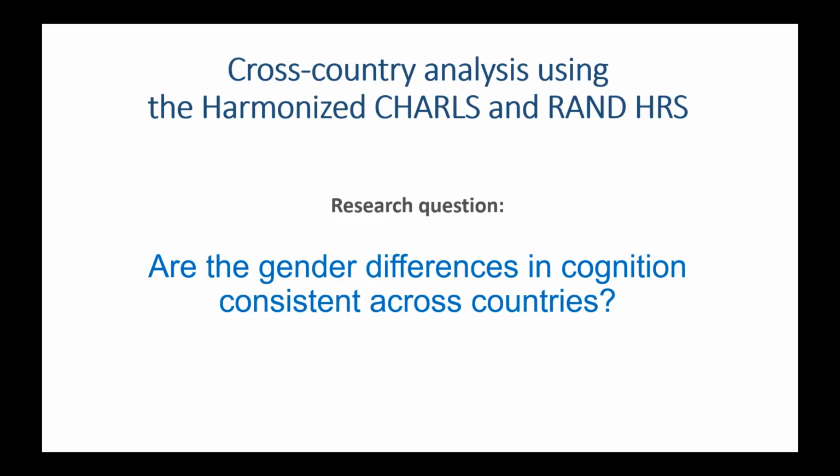So our research question is: are the gender differences in cognition that we saw in the Harmonized CHARLS consistent across countries? Do we see the same gender difference here in the US? We are in the US here with me. Do we see that in the US? And if we do see it, do we see something similar, where perhaps for younger people that difference seems smaller or insignificant versus for older people?